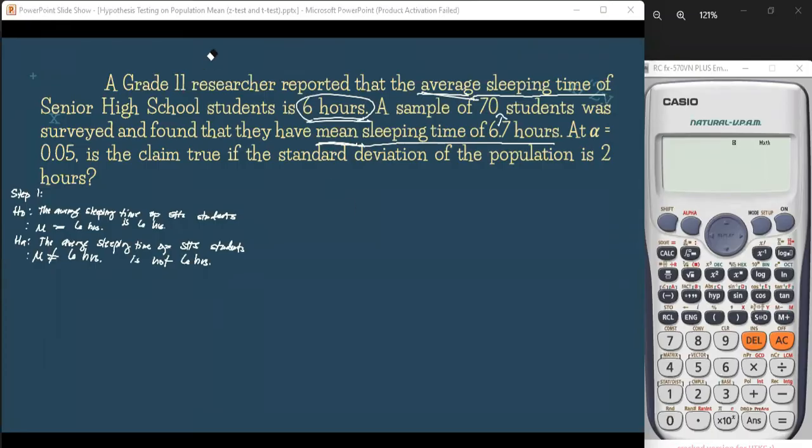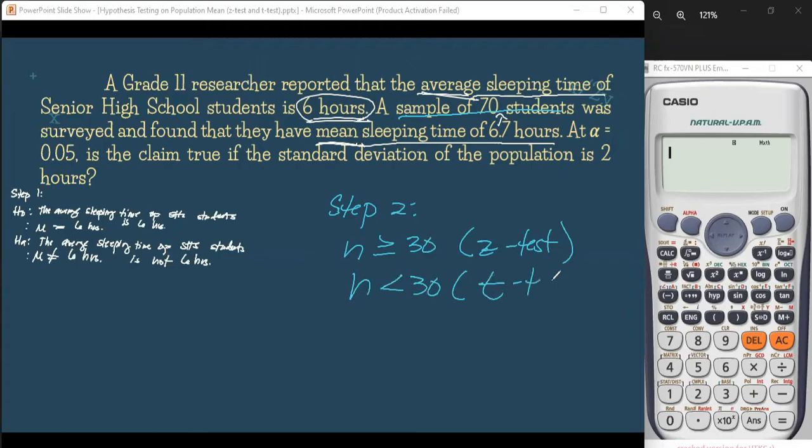Sa step number 2 naman po natin, ang kailangan natin gawin is to identify what kind of test statistics are we going to use. So step number 2, kailangan po nating alamin ang number of samples. So in this problem, what is our sample? That is 70 students kasi yun po yung nakalagay sa problem. So sabi po natin kanina, if n is greater than or equal to 30, we use the z-test. Pero kapag ang n is less than 30, we use the t-test.